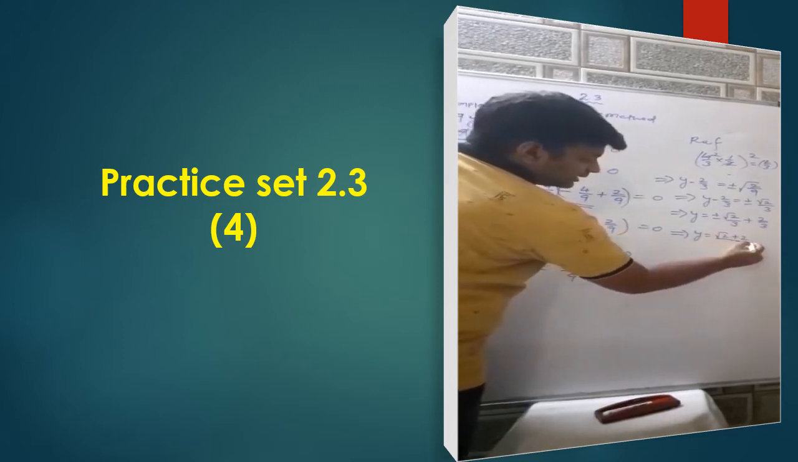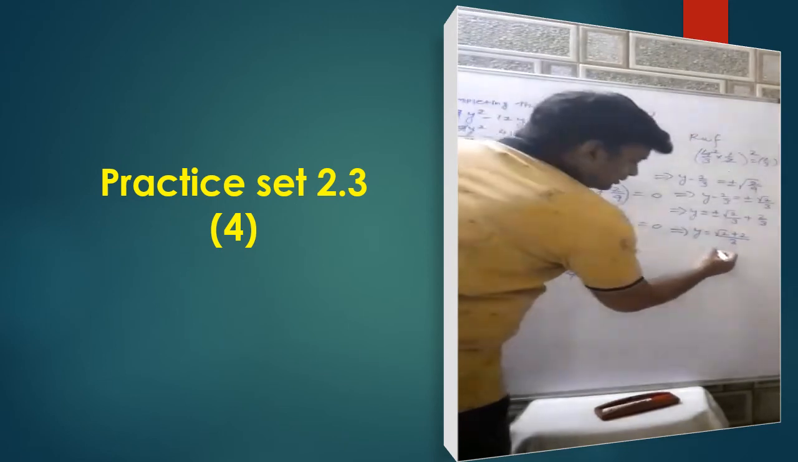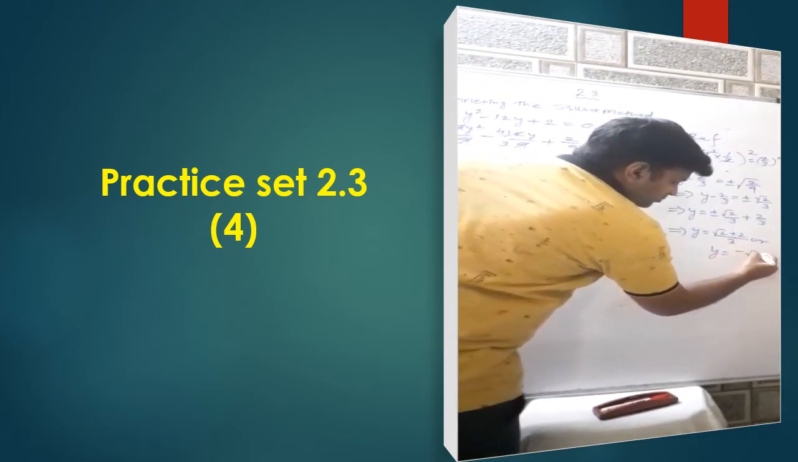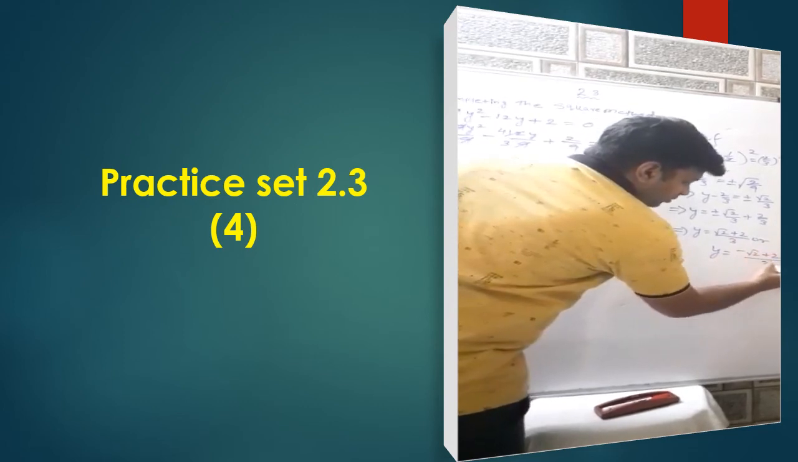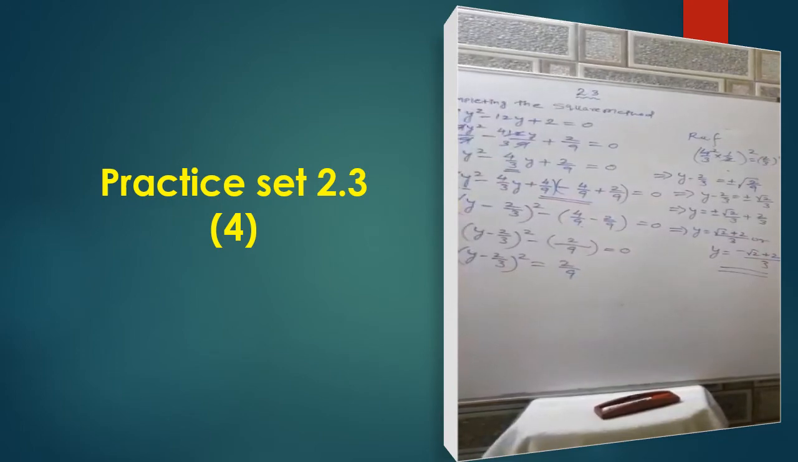So what we write in the end? Upon 3. And the other one, y equals to minus root 2 plus 2 upon 3. So that's your answer. This way you have to solve the fourth one.